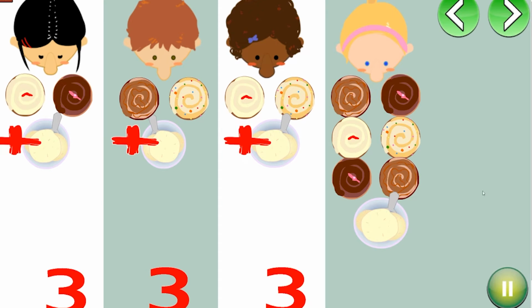Tori, the birthday girl, has 6 cupcakes plus 1 ice cream cup. She has 6 plus 1 equals 7 items. Let me ask you another question.